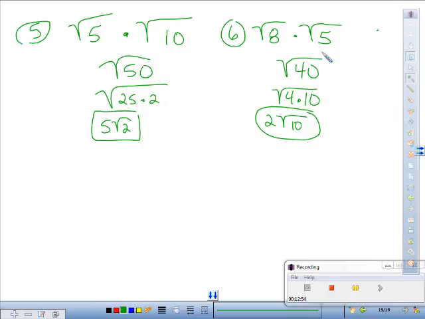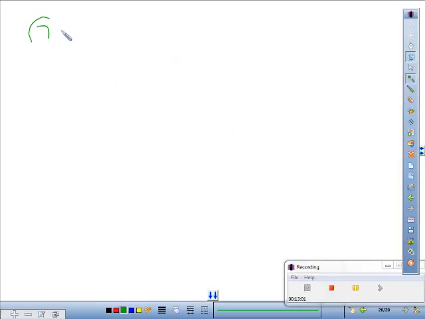Now the other thing we need to talk about is how do you deal with variables. So I'm going to start off with a very basic one. I'm going to do x to the 2nd.